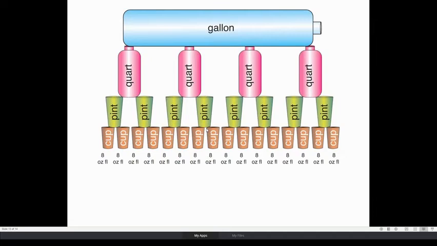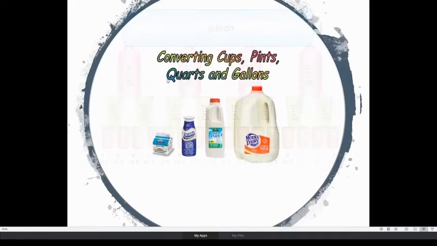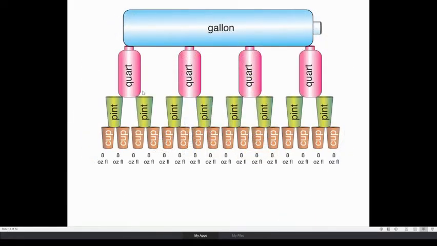Okay, so here's another graphic of what it looks like. So at the very top, the biggest measurement is the gallon. It's this blue kind of looking water bottle here. Now, within this gallon, if you had 4 quarts, 1, 2, 3, 4, those are the same as a gallon.